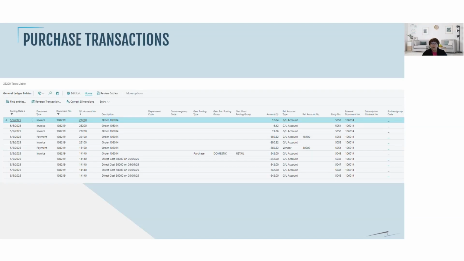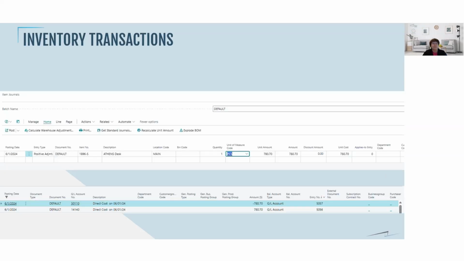When we post the purchase invoice for this, then we're going to see all of the accounts that are impacted. So the interim accounts would be reversed out, and you'll still be left with the correct transactions at the end of posting that transaction. For an inventory transaction, so if you do an item adjustment, you're going to see the accounts that are going to be impacted by this.